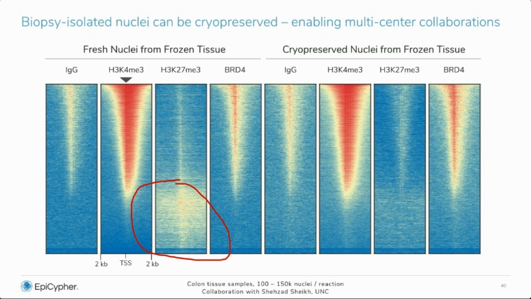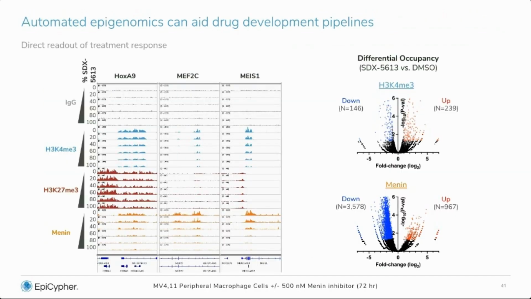And what we're able to do is that even if we isolate nuclei at the site of the clinician and then cryopreserve it, we see that the genomic profiles are largely the same. And this enables multi-center collaborations because people can prep their nuclei in their own labs and then ship it to one common site to do the cut and run, and you don't lose much in terms of data quality.